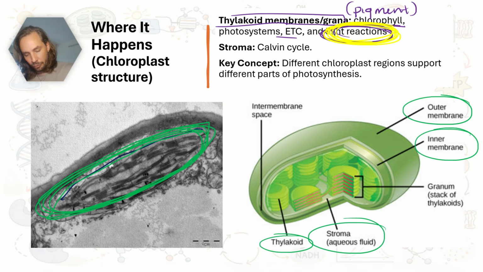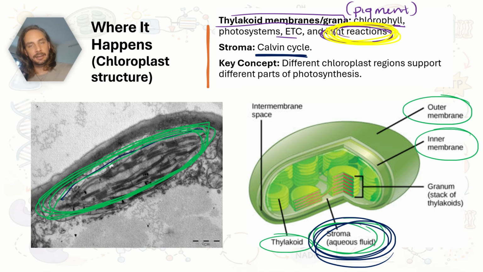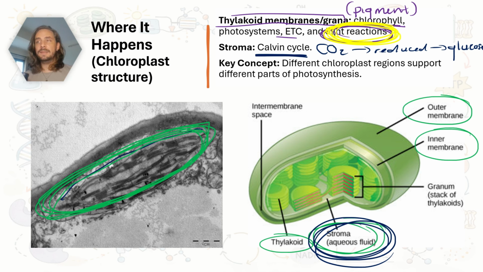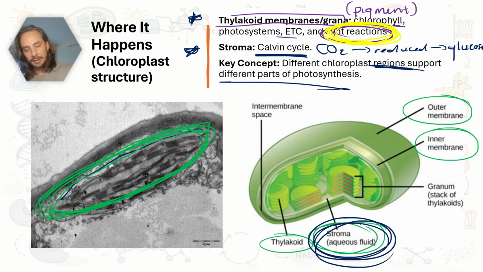Then in the stroma, we find the Calvin cycle. And this is where carbon dioxide is going to be reduced to form glucose. Now, what this means is that the chloroplasts have different regions that support different parts of photosynthesis. And you need to be able to identify these two different regions.